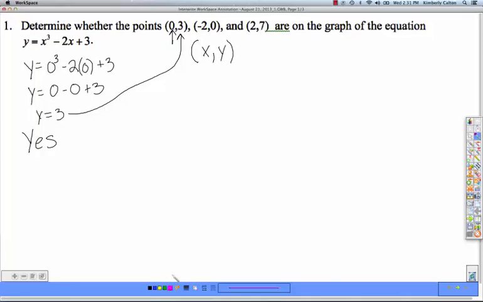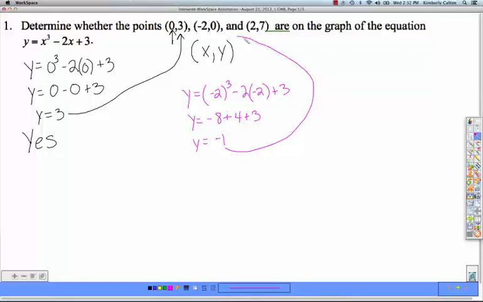So now let's look at a different problem. Now we have (-2, 0). So now we have y equals, and all of our x's are going to be negative 2. Please remember that it must go in parentheses since it is negative. So we're going to simplify. Negative 2 times negative 2 times negative 2 is negative 8, plus 4, plus 3. That gives me y equals negative 1. So in this case, negative 1 is not what we have here, so the answer for this point is no.